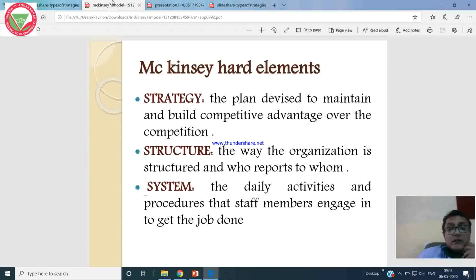Then comes the second S, structure. The way the organization is structured and who reports to whom. As I discussed, organization structure is also an important parameter that tells us about the various layers in the management through which the information, the data, the people have to go through and report to each other. Suppose there are multiple layers between the top level management or the owner and the people who deliver, the lower level employees or the front line employees. If there are more layers between them, obviously the free flow of communication will not happen.